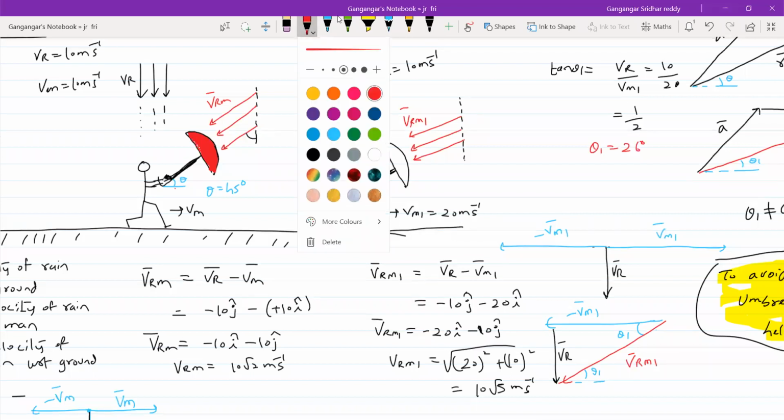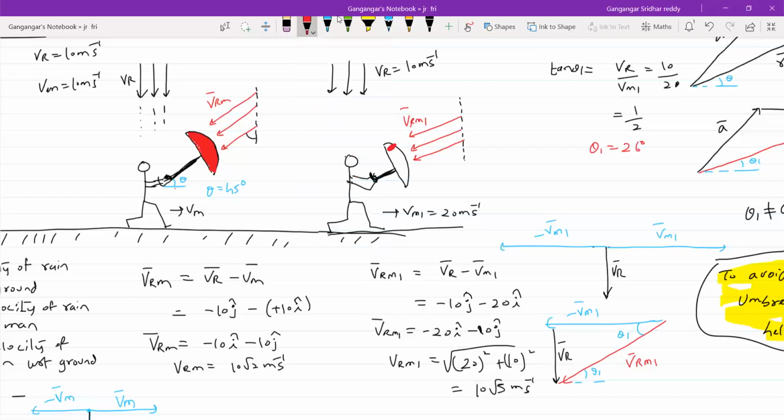So what happens if we hold it vertical? What happened? Let me finish off, I'll address you. So this was theta 1, no? And the theta 1, you can show it as theta. Yeah, this will be. This was theta earlier, no? So now this will be theta 1.